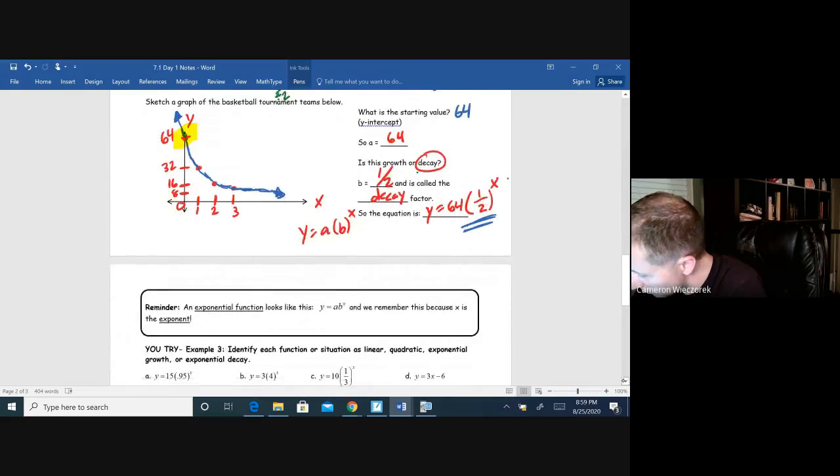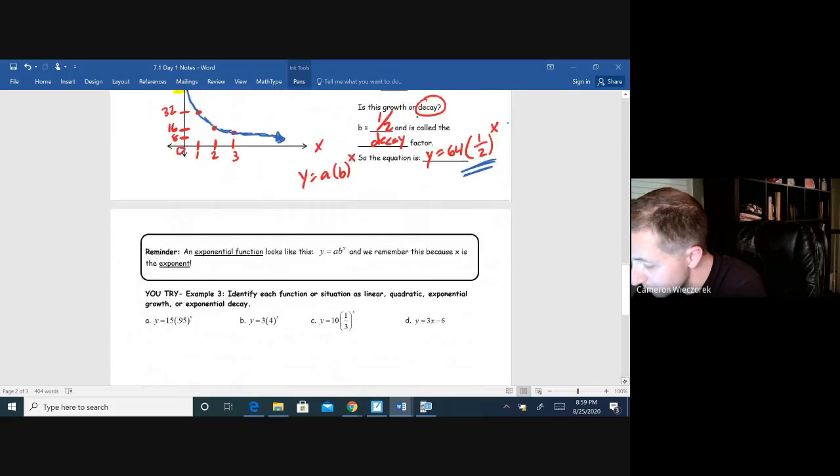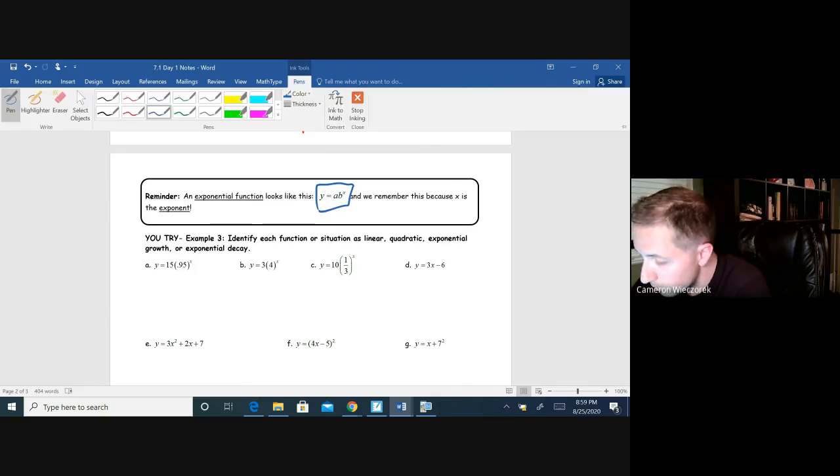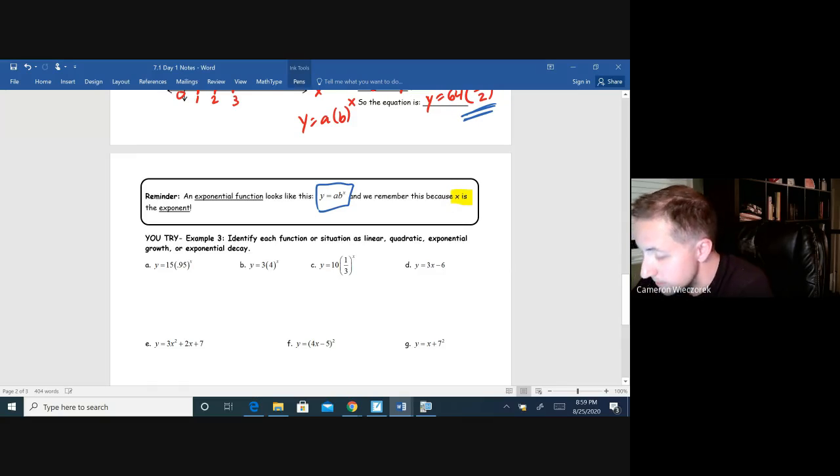Okay. So before we do the next set of examples, just as a reminder, an exponential function will always fit this form, y equals a times b to the x. And how do we remember that? One more time, x is the exponent. If you see x up in the exponent, you automatically know it's an exponential function.